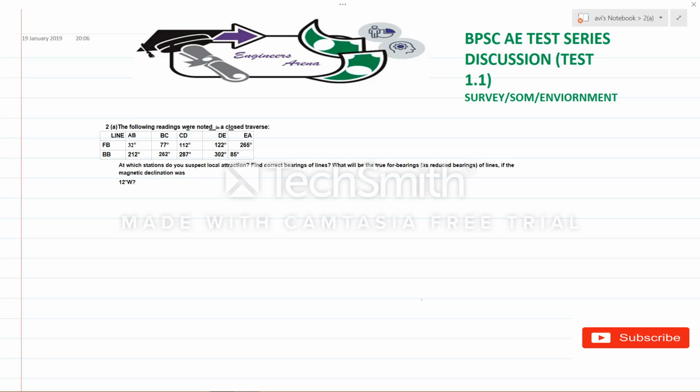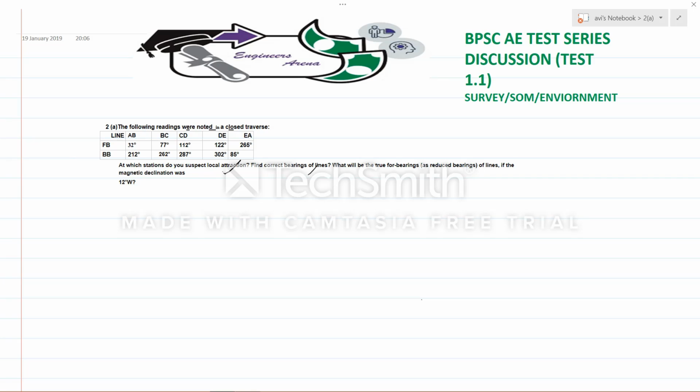Test number 1.1, question number 2A. This question is also from surveying. Let us begin directly from the question. The following readings were noted in a closed traverse. Fore bearing and the back bearing of the lines are given as follows. At which station do you suspect local attraction? First you have to calculate at which station we have local attraction.